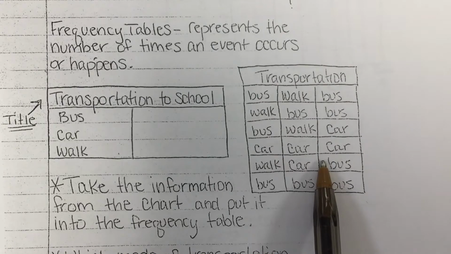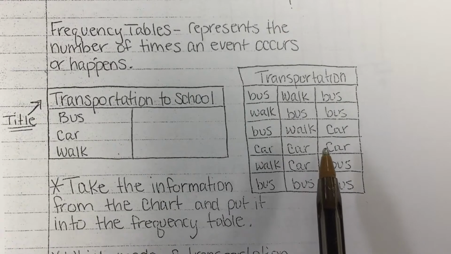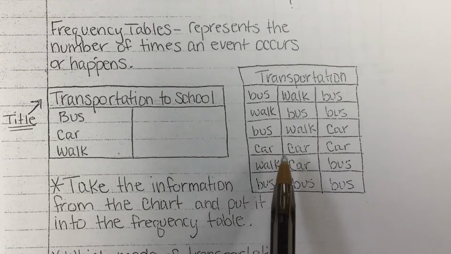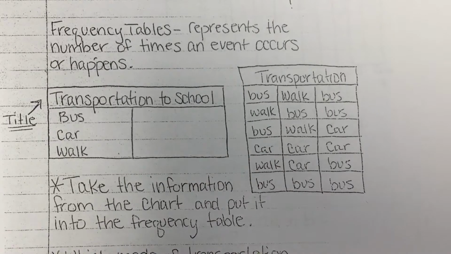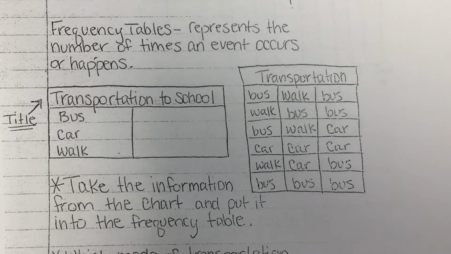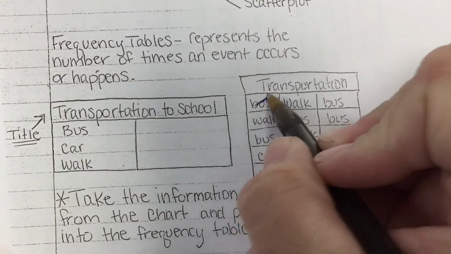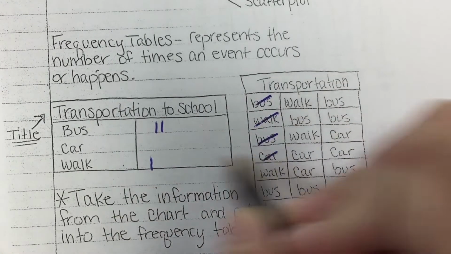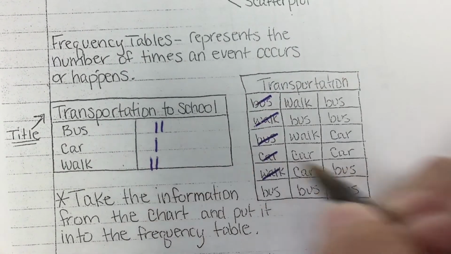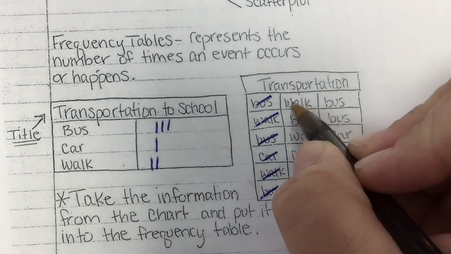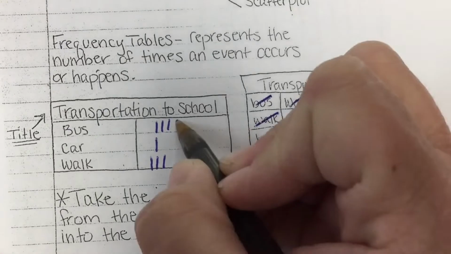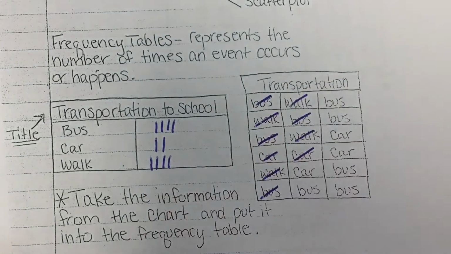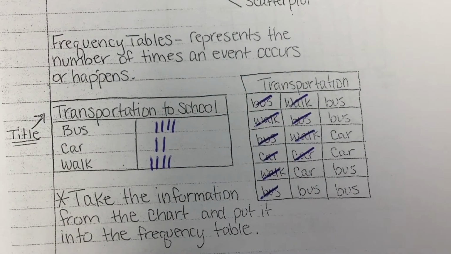And we have to take this and we're going to use tick marks to decipher how many times a student rode the bus, a student rode in their car, or how many times a student walked to school. So each time we're just simply making little tick marks. So we're going to say bus. So I'm going to put a tick mark. Walk. Bus. Car. Walk. Bus. Walk. Bus. Walk. Car. So you see that I'm marking it off and then making my tick mark.